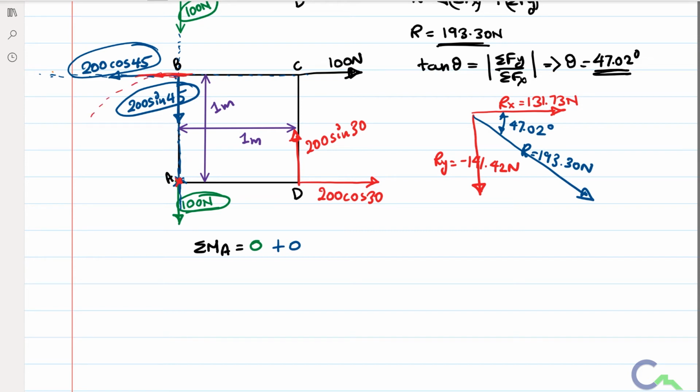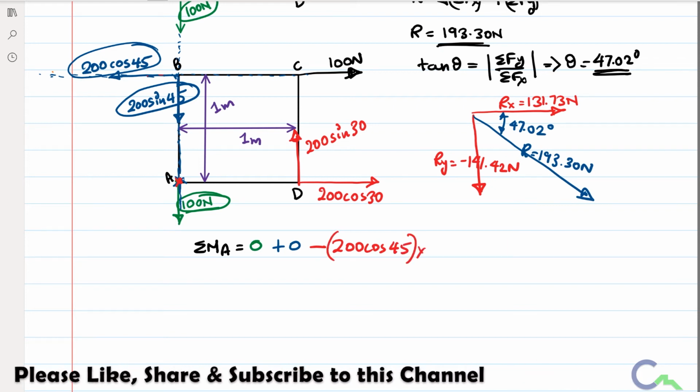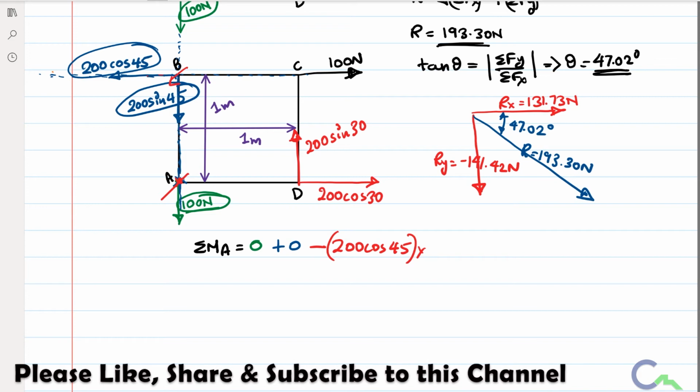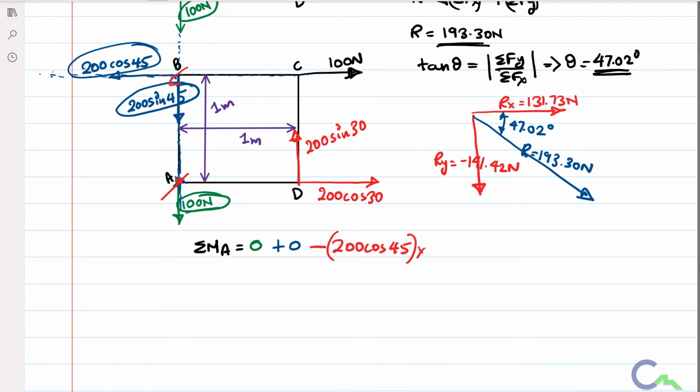If I apply that force, it is going to rotate in anti-clockwise direction, because if I take this as radius and try to create this circle, it is going to rotate in anti-clockwise direction. Therefore that value is minus 200 cos 45. The perpendicular distance from A to the force is 1 meter.